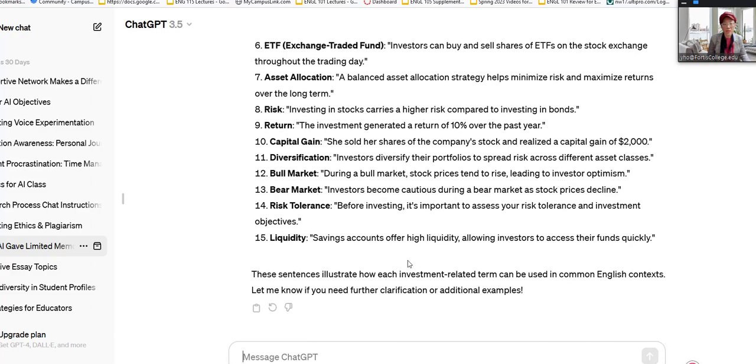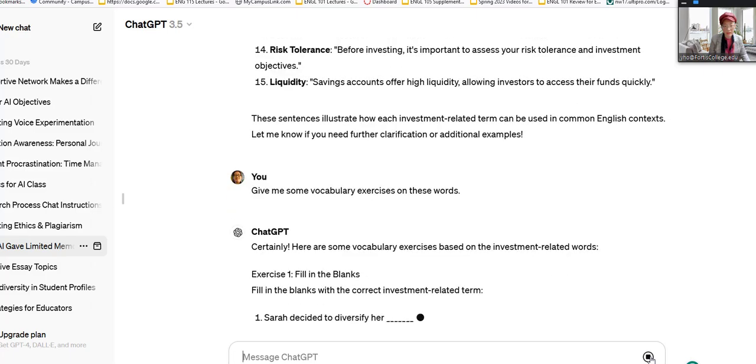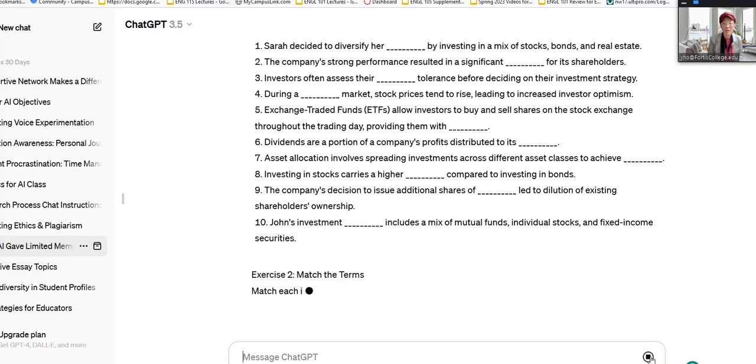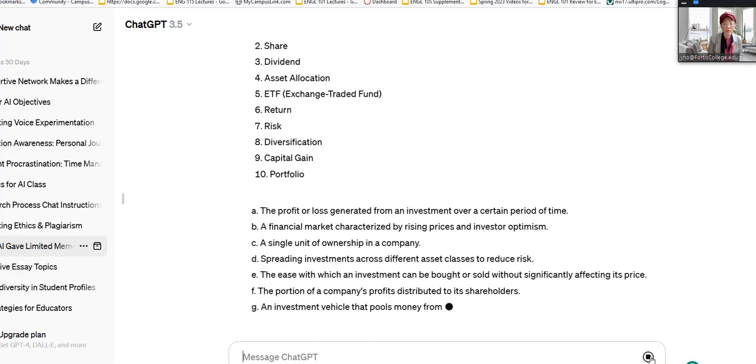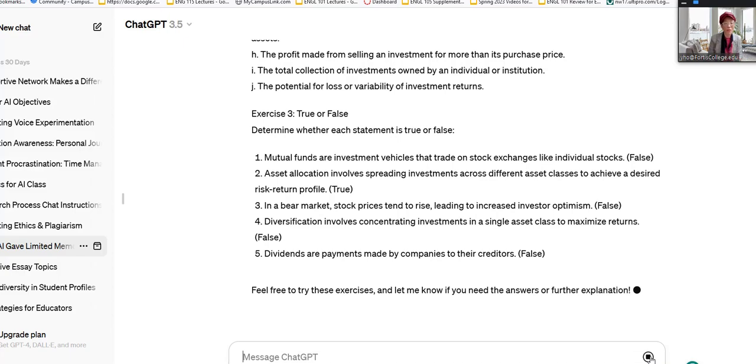So let's say I want to do a vocabulary drill. So give me some vocabulary exercises on these words. So I want to test my knowledge to see if I remember what all of these words mean. And so here you would have "Sarah intends to diversify." Oh, it's giving me even more. And you can have true or false.